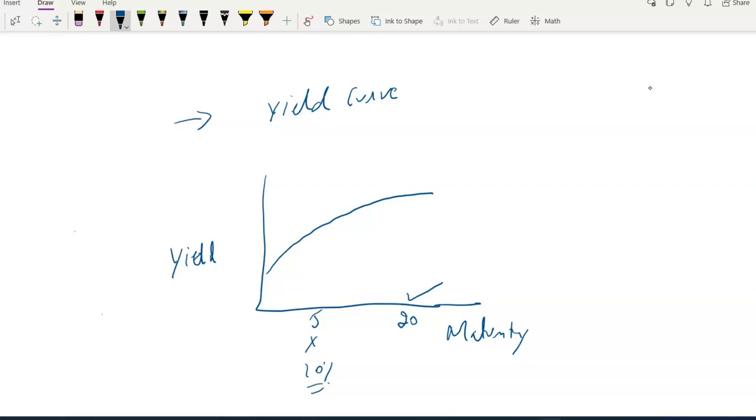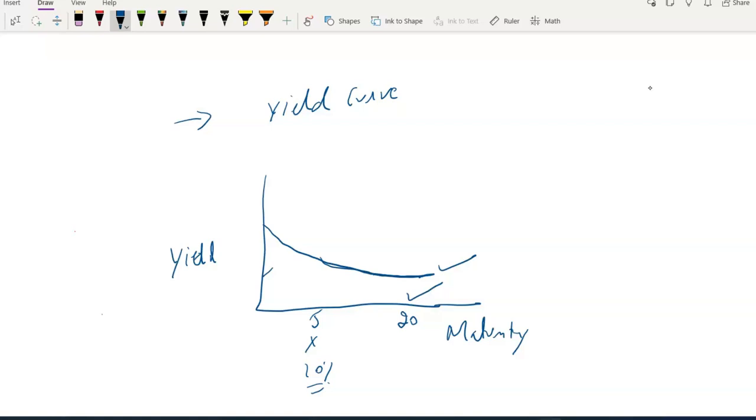Okay. Next. If you're not expecting anything, this is the graph of the yield curve. If you're expecting that interest rates will go down, this is an inverted yield curve. The yield curve would be lower. If you're expecting that interest rates will go down, longer maturity interest rates will come down.